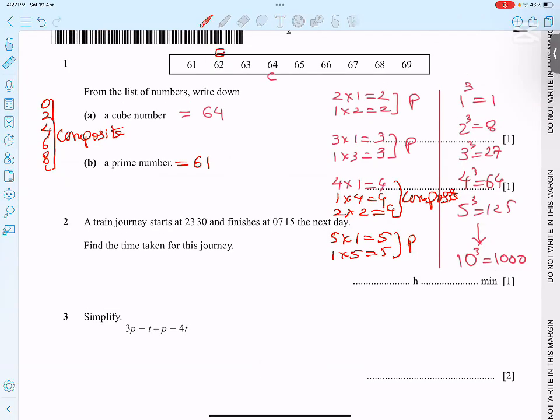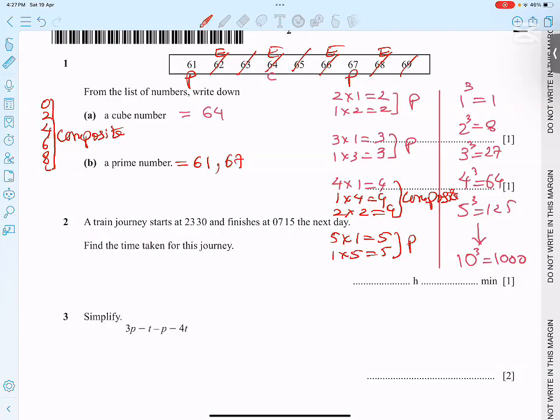Ending 2, 4, 6: even number. And all even numbers cannot be a prime number. So those numbers are gone. So what is left? Okay, 63 is divisible by 3, so it is gone. 65 is divisible by 5, so gone. 67, I think this is divisible by 3, so gone. And only 2 prime numbers are left behind, and those are 61 and 67.